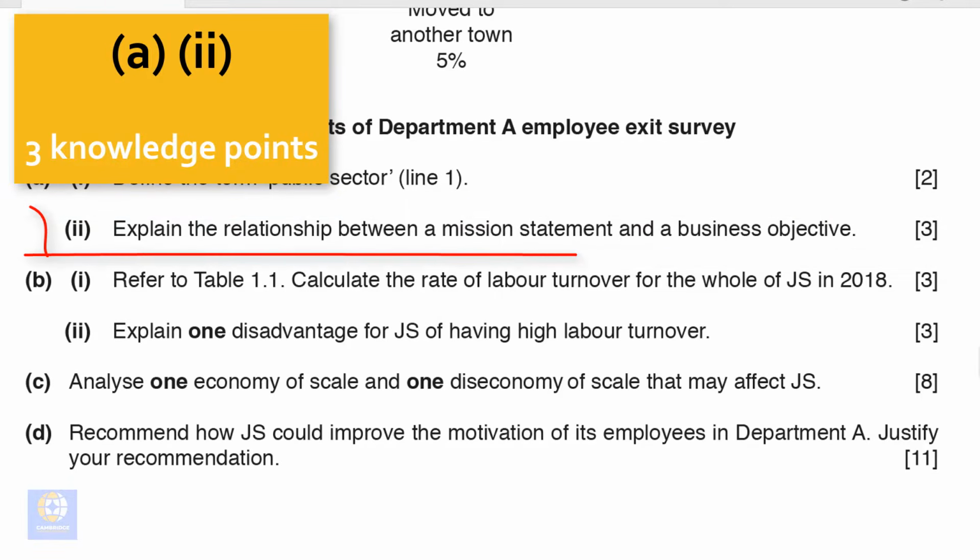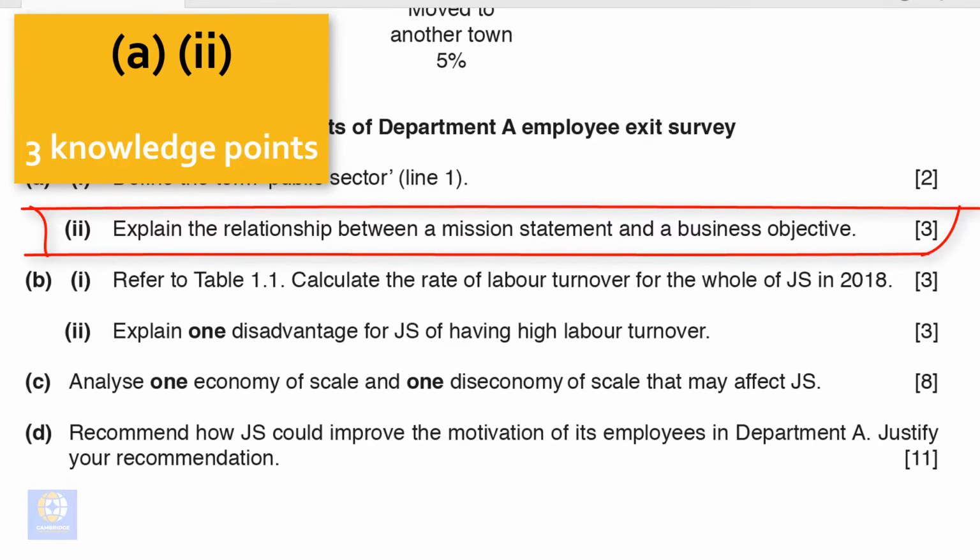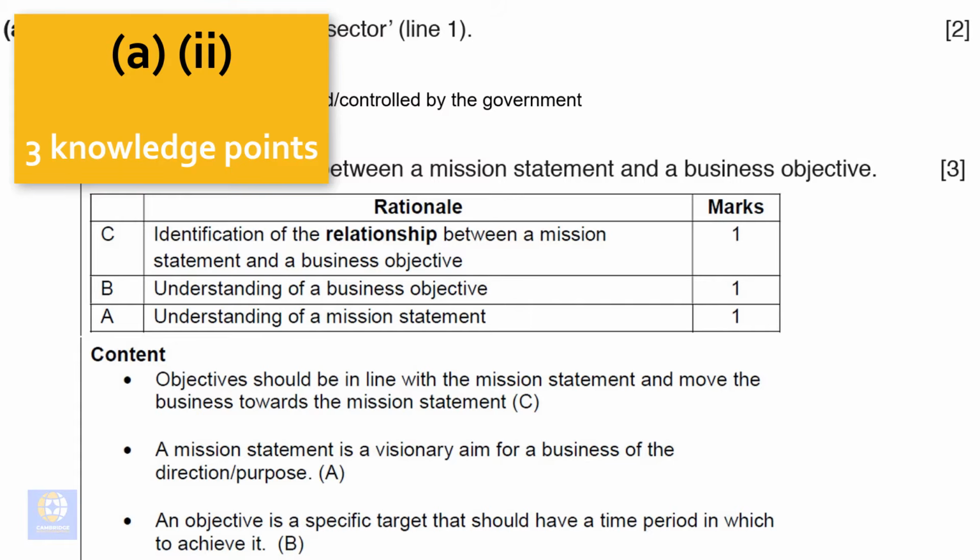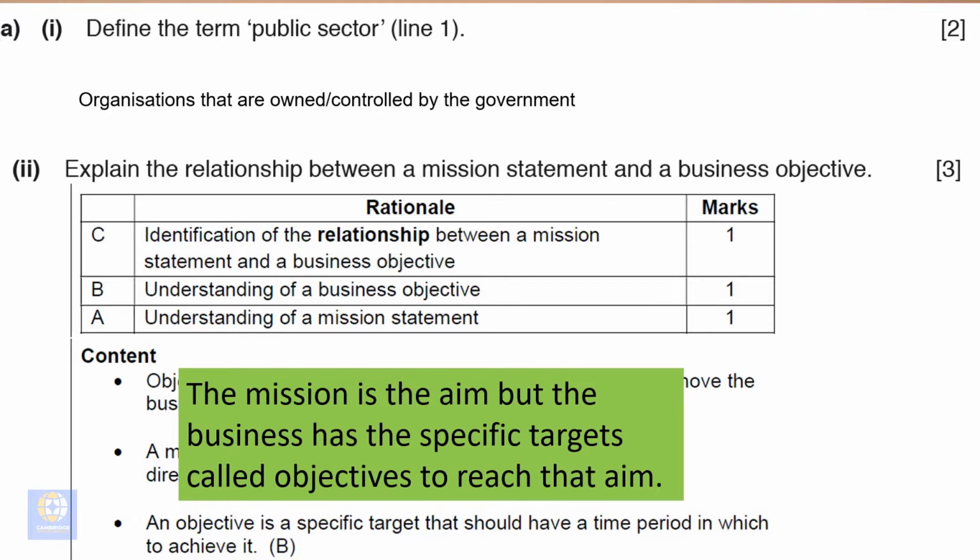Part 2 asks you to explain the relationship between a mission statement and a business objective. The mark scheme asks for 3 different elements in this question. But if you have something like, the mission is the aim, but the business has specific targets called objectives to reach that aim, that's going to be enough to get you all of the marks.